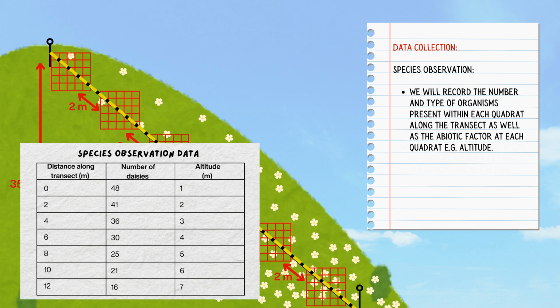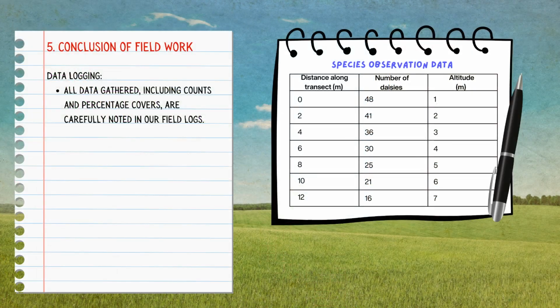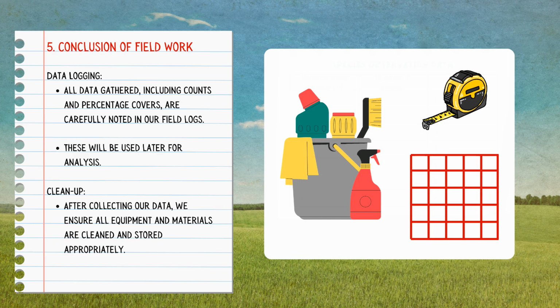For vegetation like grass, we might estimate the percentage cover instead of counting individual blades. All data gathered, including counts and percentage covers, are then carefully noted in our field logs. These will be used later for analysis. After collecting our data, we ensure all equipment and materials are cleaned and stored appropriately.